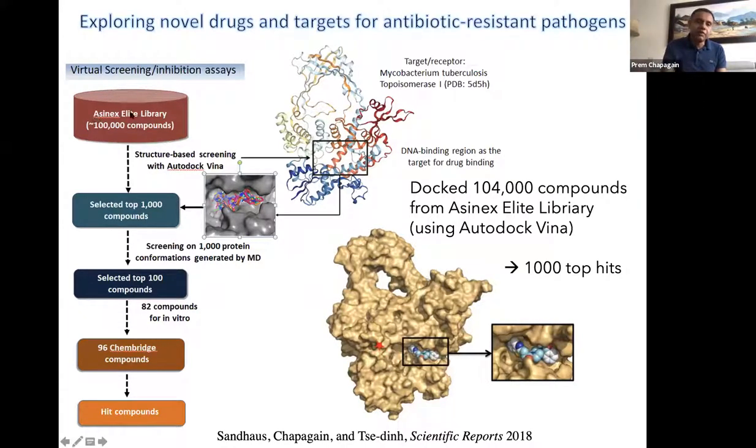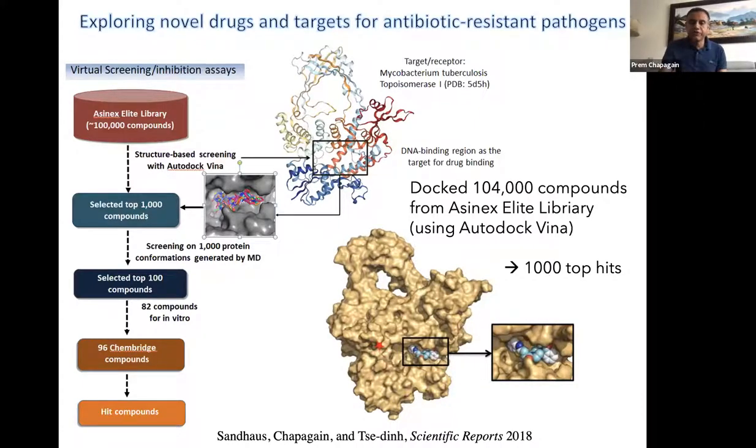So we decided to use a smaller library, this SNX Elite library. The compounds are commercially available, so it was easier for us to buy if we find any compound that worked. And so the idea was to start with 100,000 compounds and select the top 1,000 compounds and do flexible screening based on the molecular dynamics trajectories and come up with the top hits. So that's exactly what we did. We docked 104,000 compounds from the Elite Library, and we came up with a top hit list of 1,000 compounds.